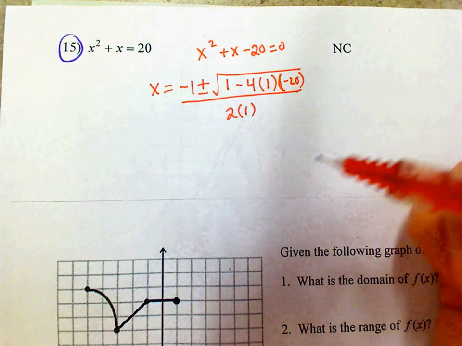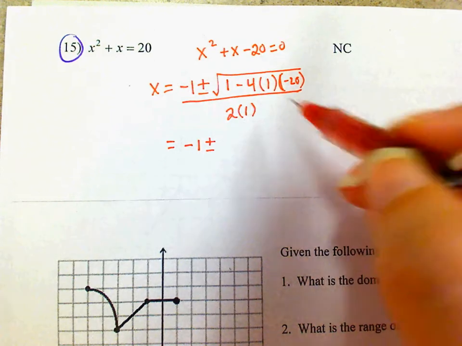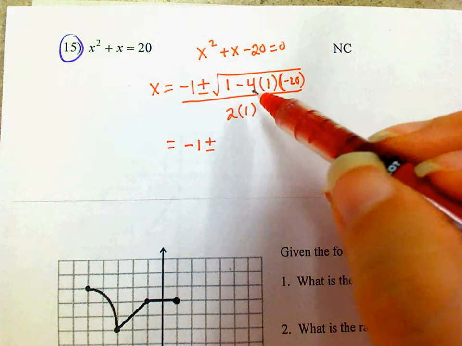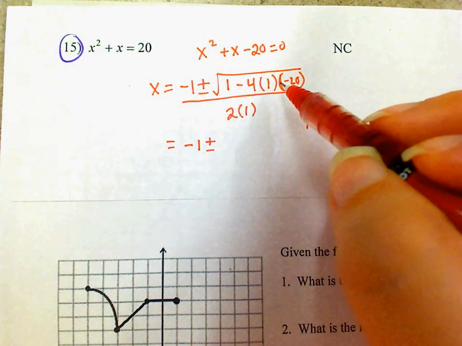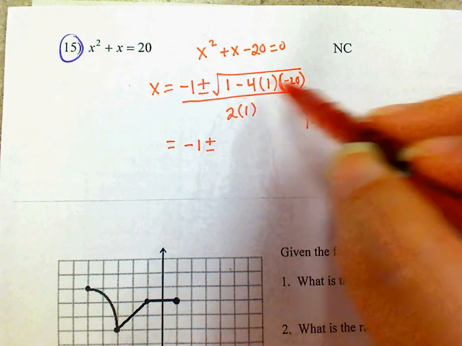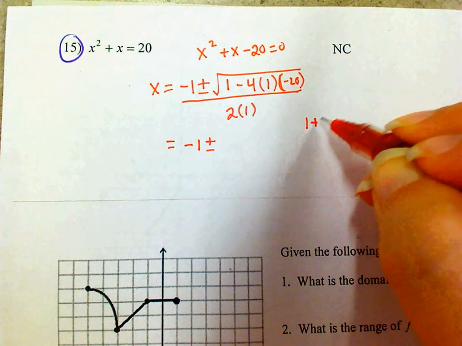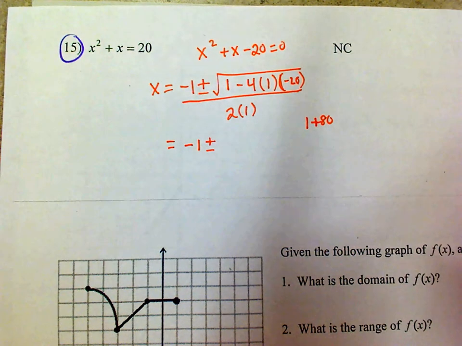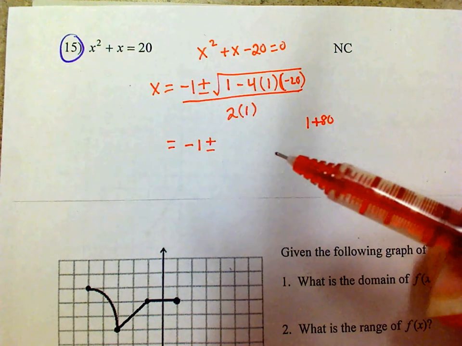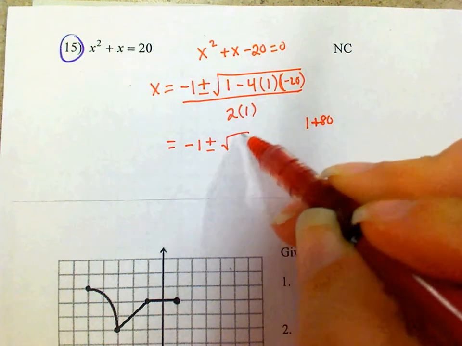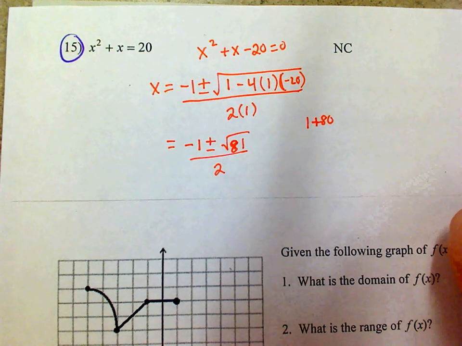Okay, so x equals negative 1 plus and minus. So I've got 1 minus, or plus, doesn't really matter. I said or plus because of the negative and the negative. If you want to go ahead and do that, negative 4 times negative 20, well, 4 times 20 is 80, right? So it's going to be plus 80. Okay? So if you see 2 negatives, make it a positive, okay, because you're adding. So that's the square root of 81 all over 2. Okay, so square root of 81 is 9.